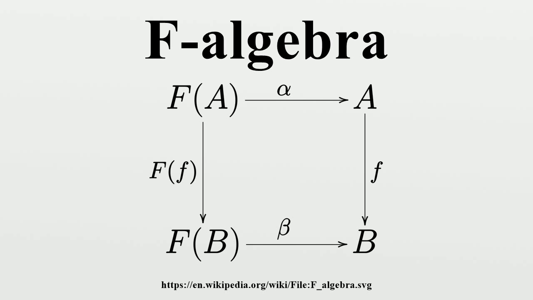A homomorphism from an F-algebra (A, alpha) to an F-algebra (B, beta) is a C-morphism f from A to B such that f ∘ alpha equals beta ∘ Ff, according to the following diagram. Equipped with these morphisms, F-algebras constitute a category. The dual construction is F-coalgebras, which are objects A together with a morphism alpha from A to FA.